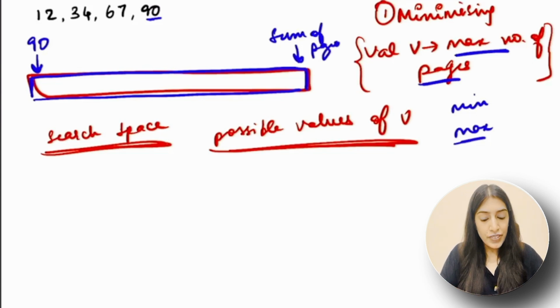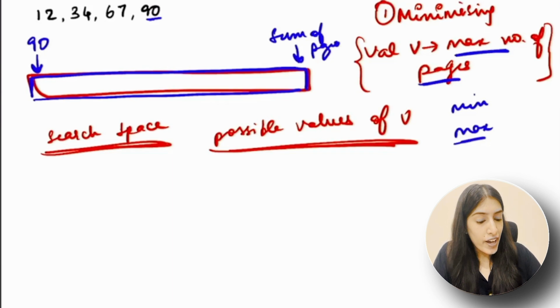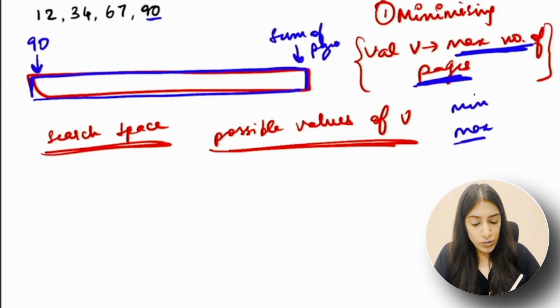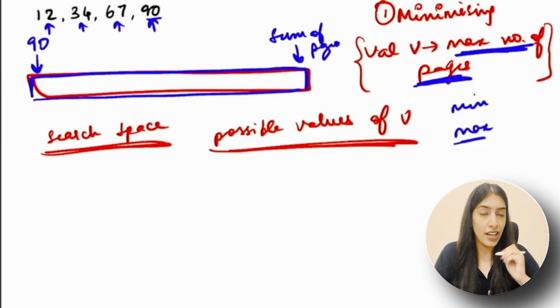Why is this? We have to find the maximum number of pages v. Suppose we assign 1 book to each student. Say we assign 12 to one student, 34 to another student, 67 to another student, and 90 to another student.